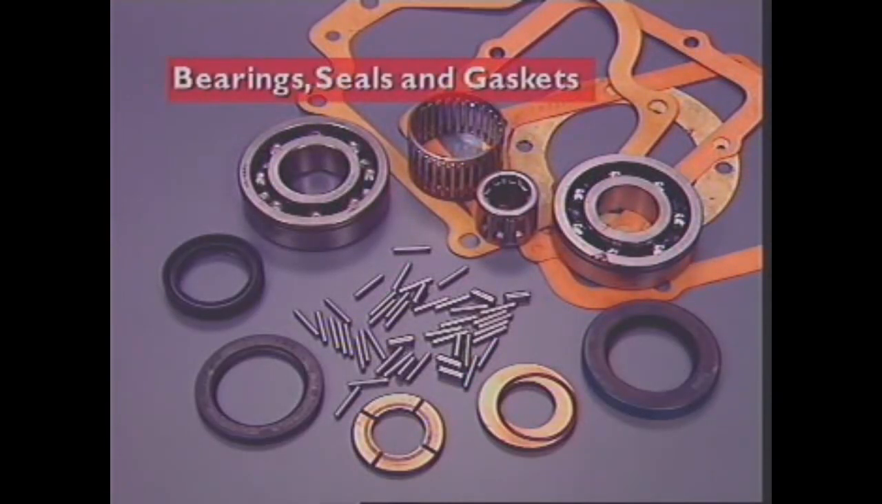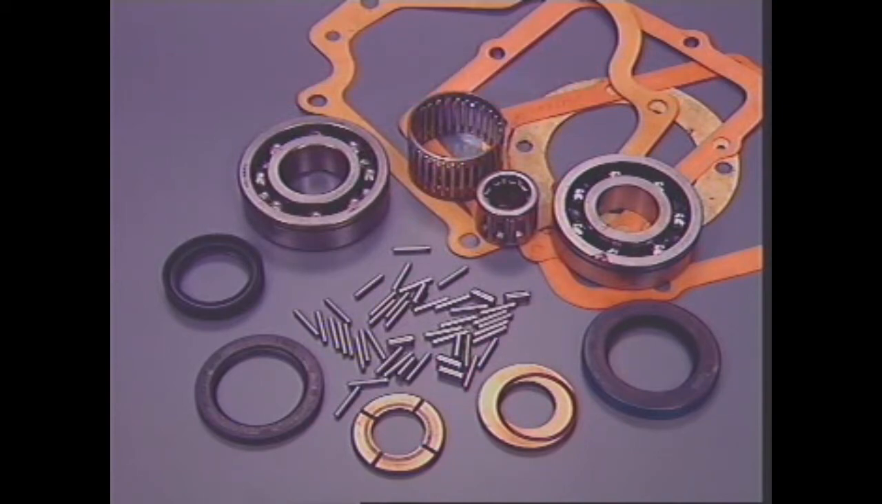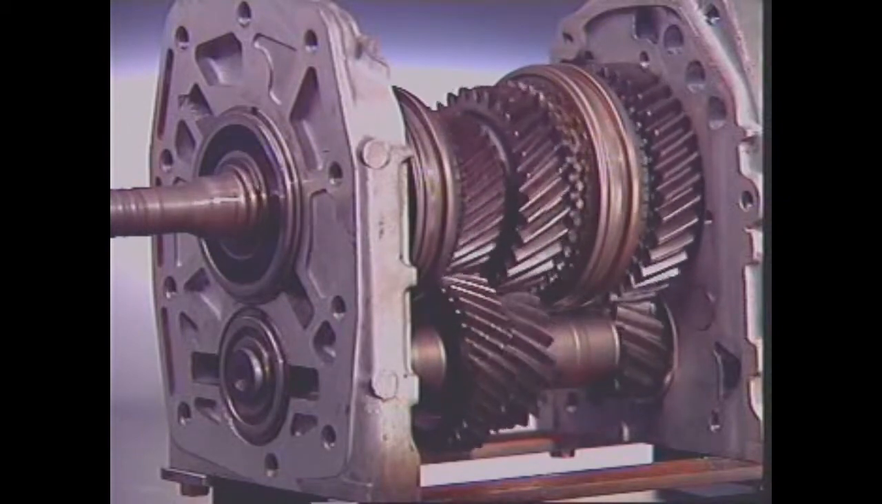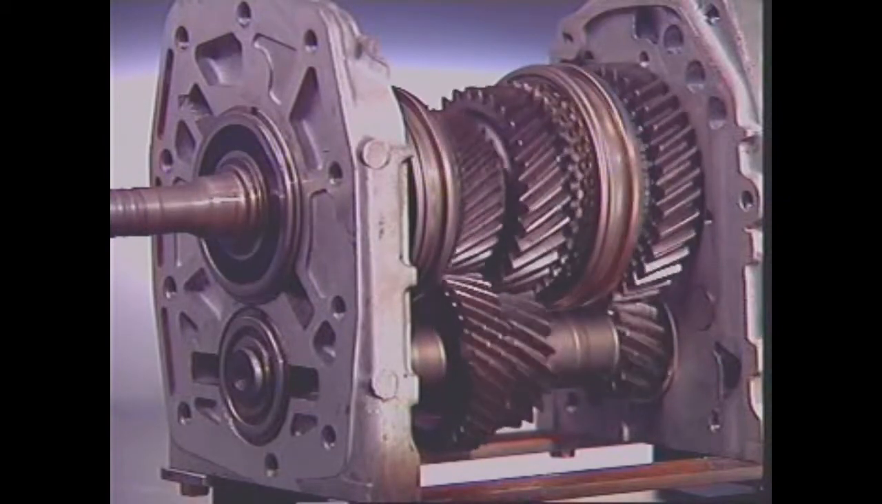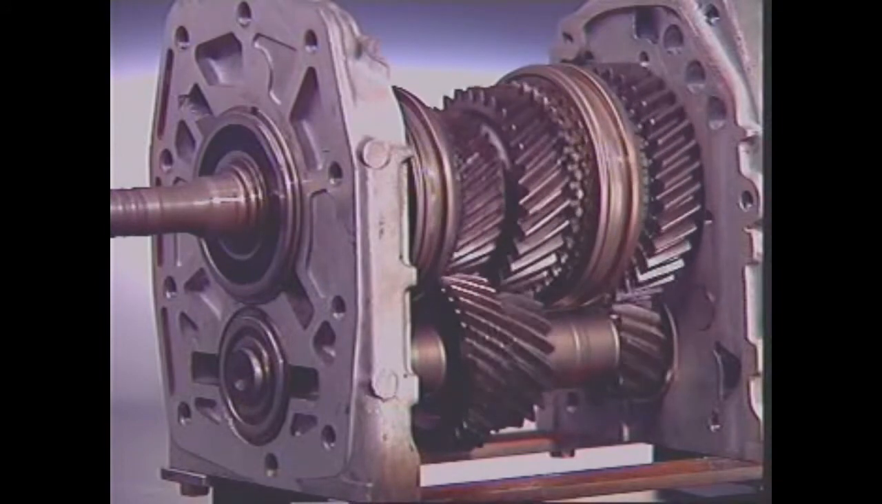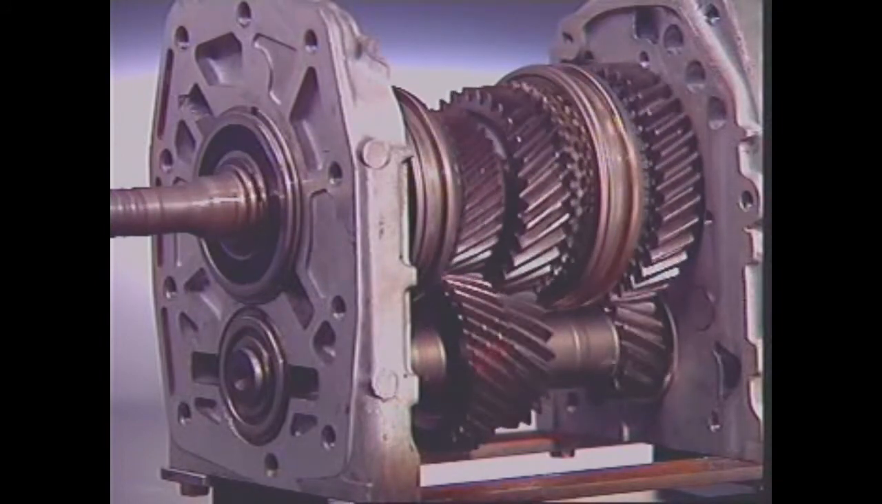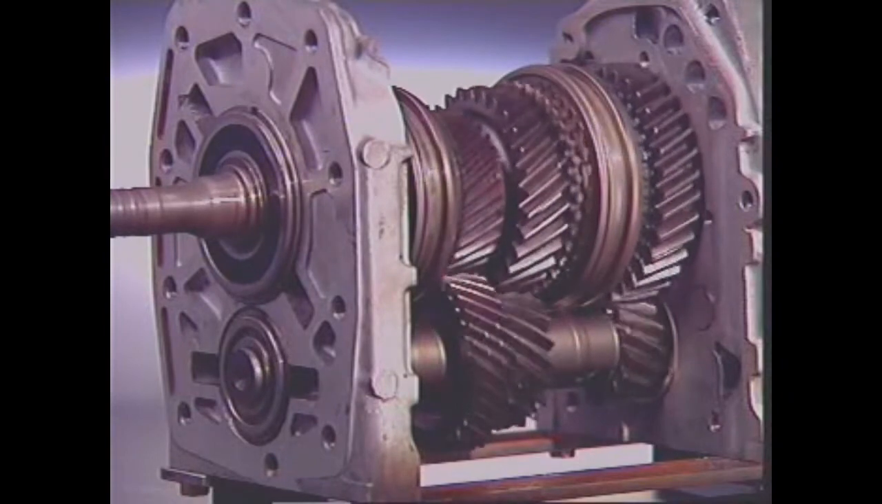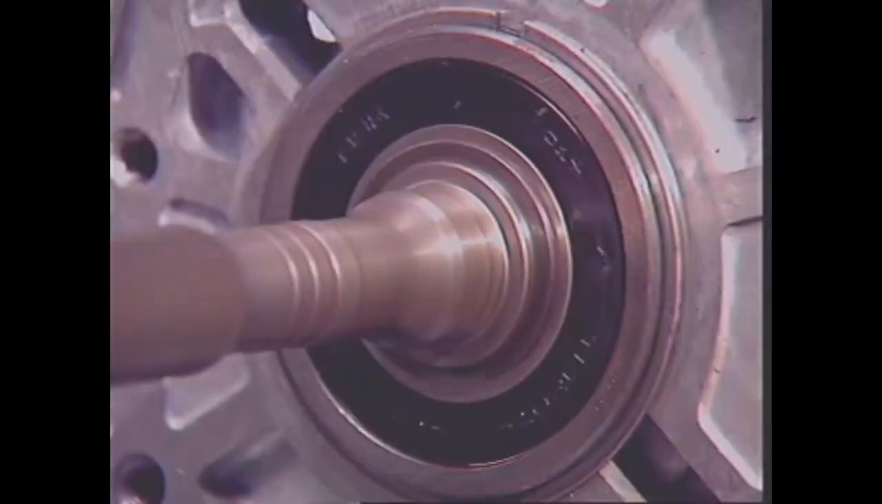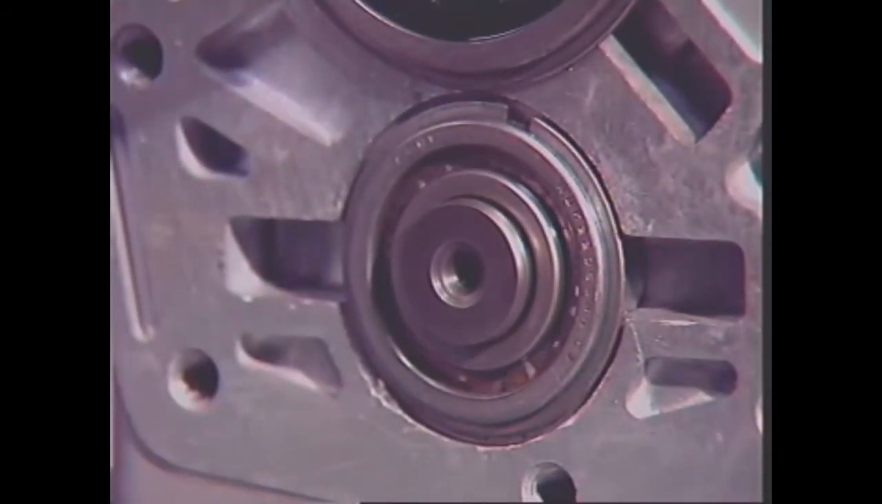This section examines bearings, seals, and gaskets. In a manual transmission, the gears and shafts are supported on bearings or bearing surfaces. This allows for rotation and also maintains the alignment of the components. The type of bearing used at each locating point depends on the load which must be sustained.